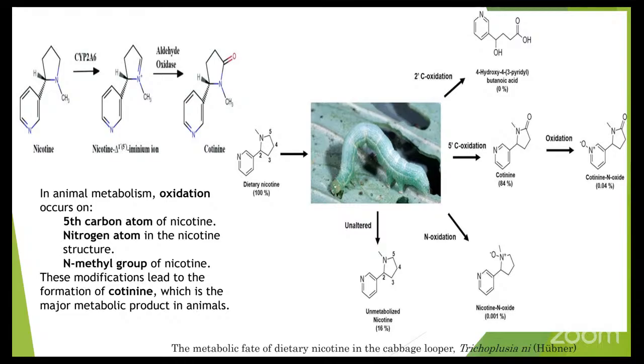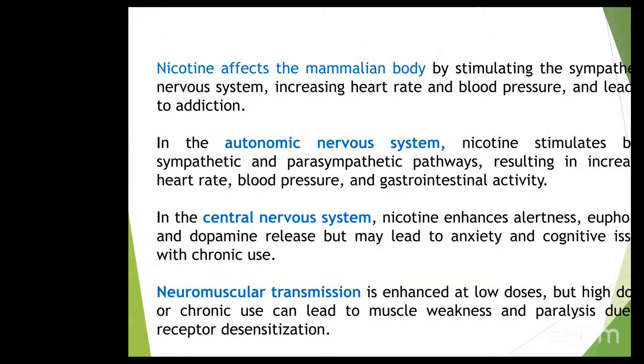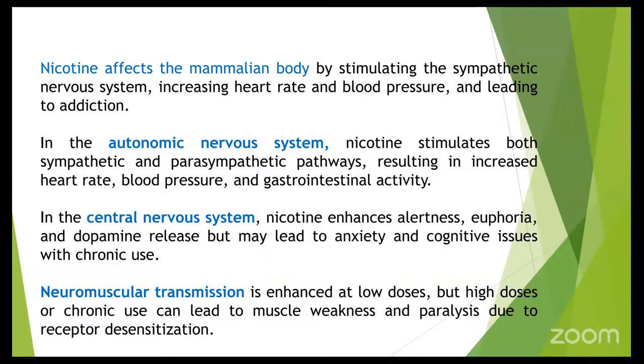Coming to the therapy, nicotine affects the mammalian body by stimulating the sympathetic nervous system, increasing heart rate and blood pressure, and leading to addiction. In the autonomic nervous system, nicotine stimulates both sympathetic and parasympathetic pathways, which results in increased heart rate, BP, and gastrointestinal activity. In the central nervous system, nicotine enhances alertness, euphoria, and dopamine release, but may lead to anxiety and cognitive issues with chronic use.